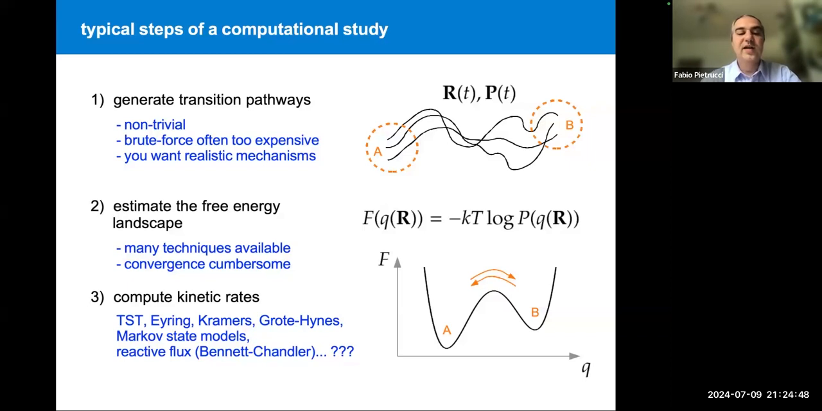Now here things are even more complex. There are a number of techniques, really a zoo of different ways to estimate rates developed by different communities. This is a very tricky topic. Today it is still not perfectly understood, I think.